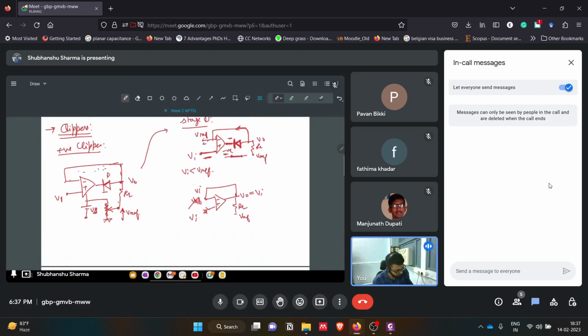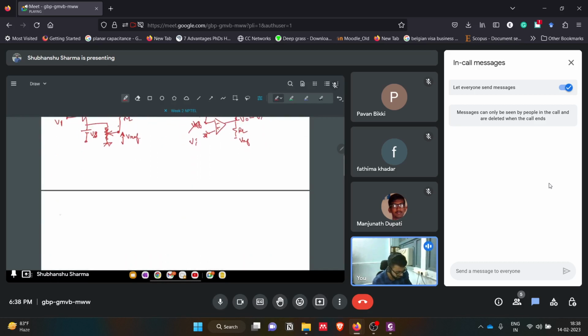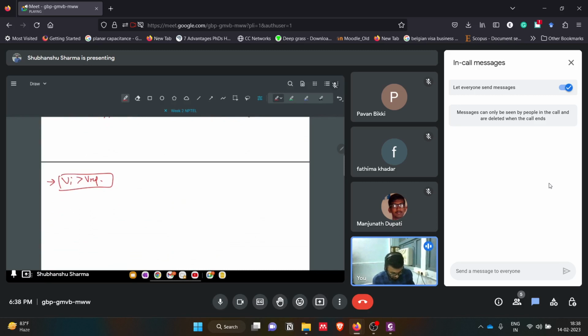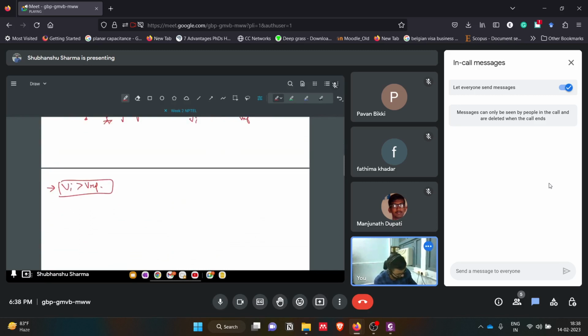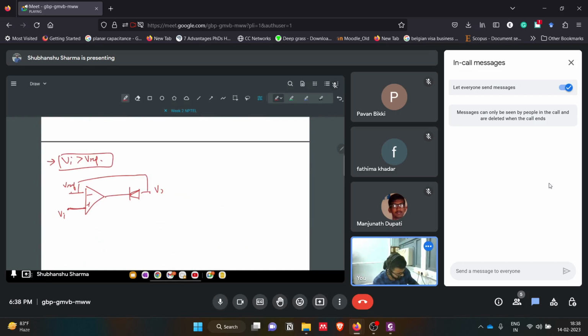So this was the case when we have Vi less than Vref. But what if Vi is greater than Vref? In this case, what will happen? We'll just make the circuit again. This is Vref, this is Vi, and this was the diode. This was the output of the diode, this was RL, and this was V reference. Okay, so what will happen now?